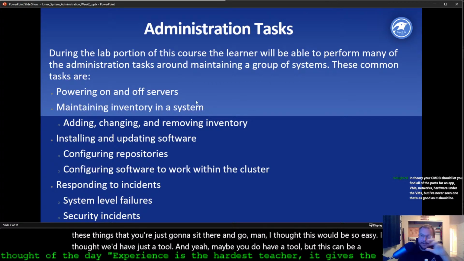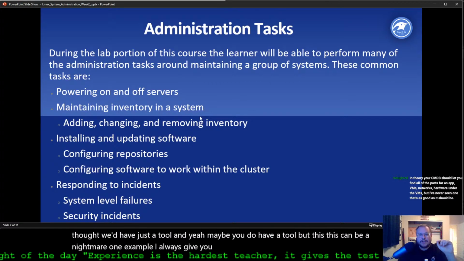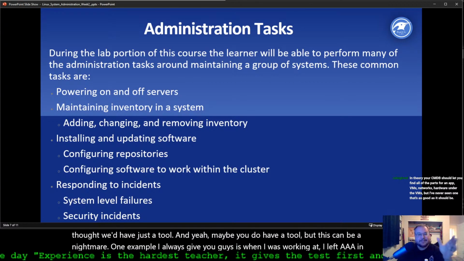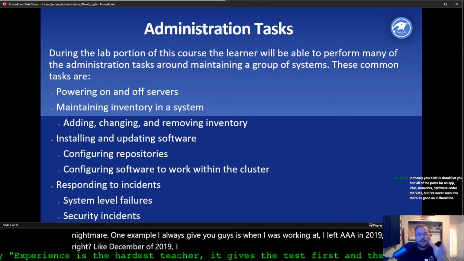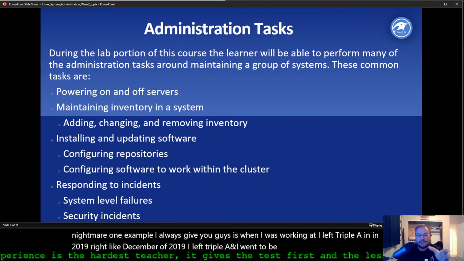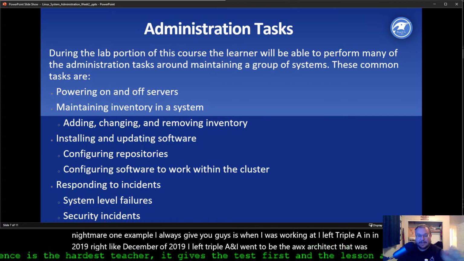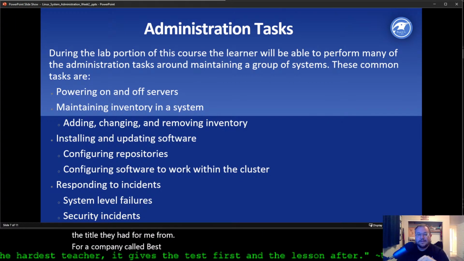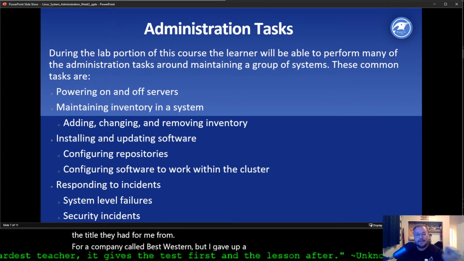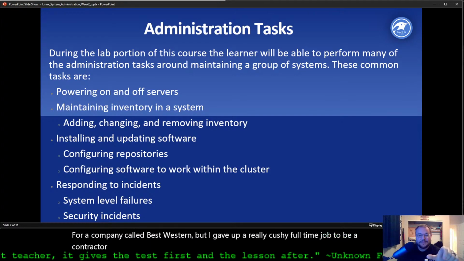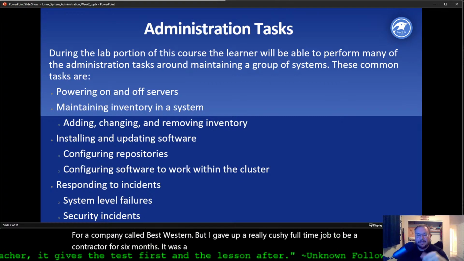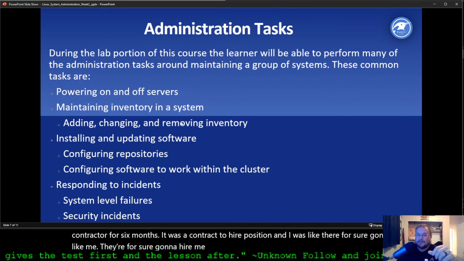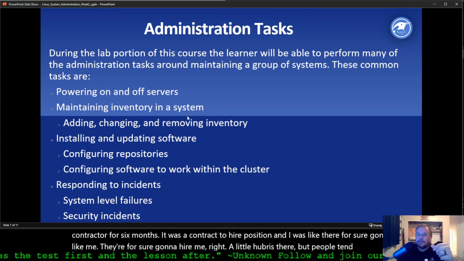One example I always give you guys is when I was working at, I left AAA in 2019, right? Like December of 2019, I left AAA and I went to be the AWX architect. That was actually the title they had for me for a company called Best Western. But I gave up a really cushy full-time job to be a contractor for 6 months. It was a contract to hire position. And I was like, they're for sure going to like me. They're for sure going to hire me, right? A little hubris there, but people tend to hire me when they work with me, right?